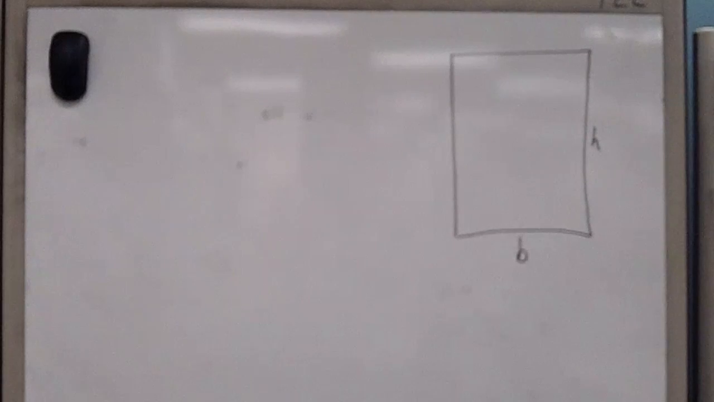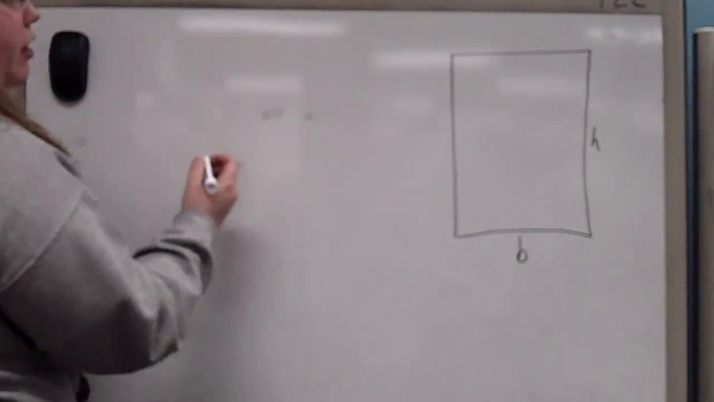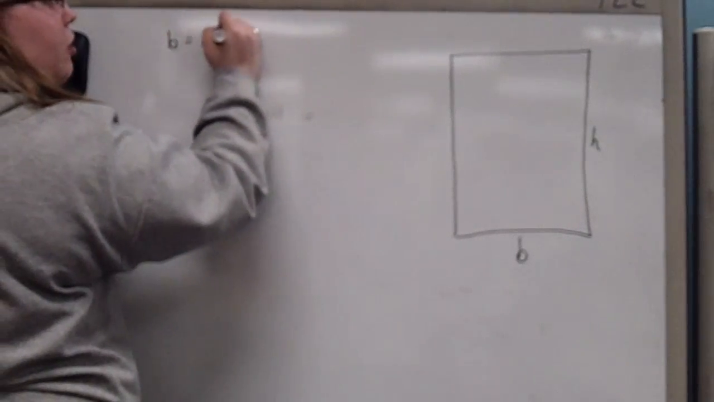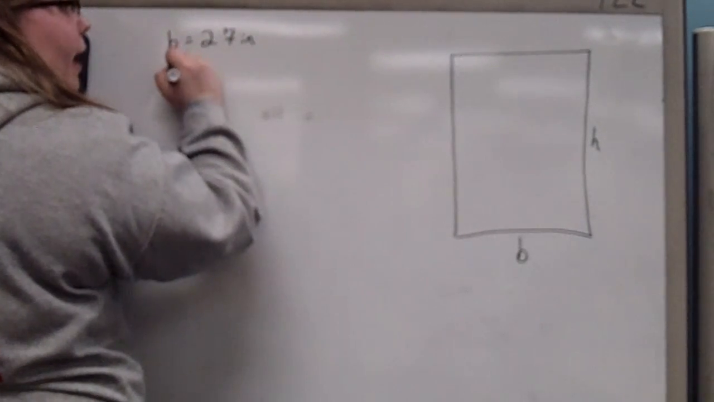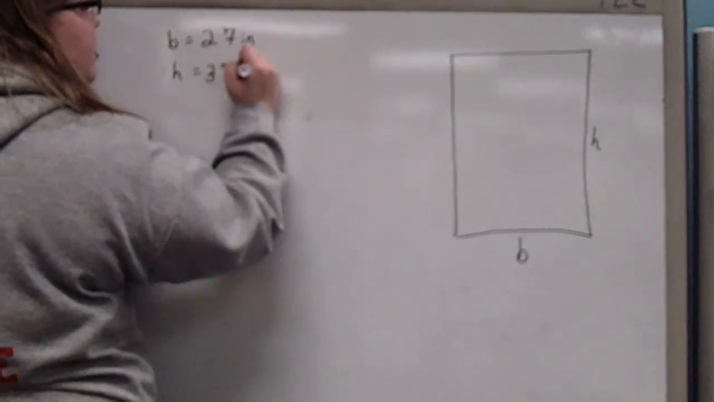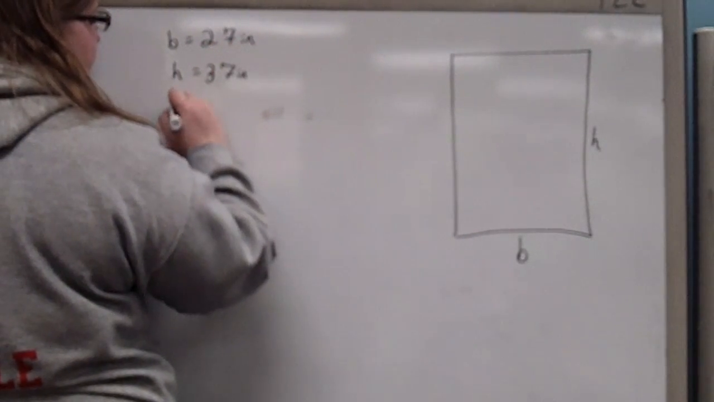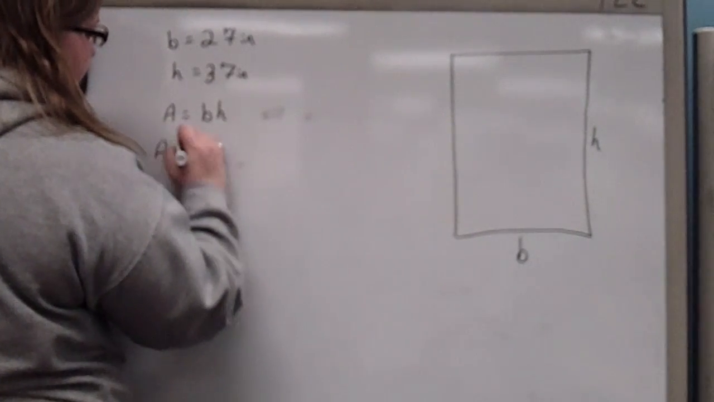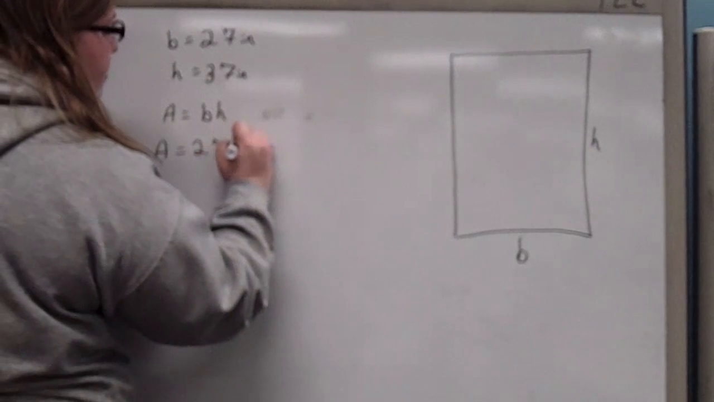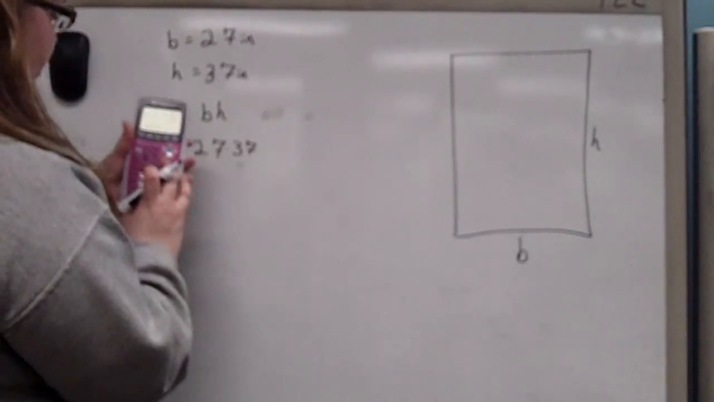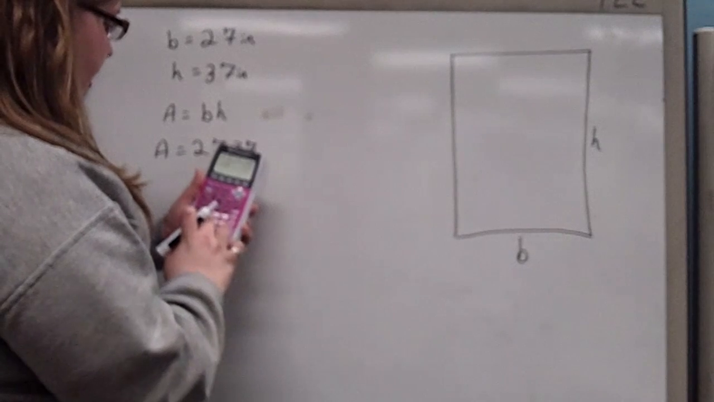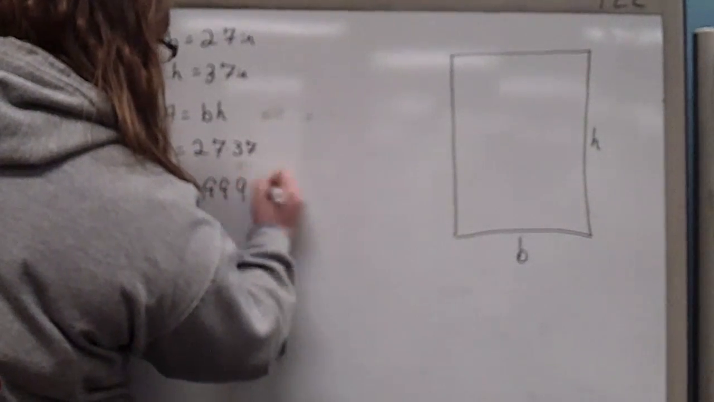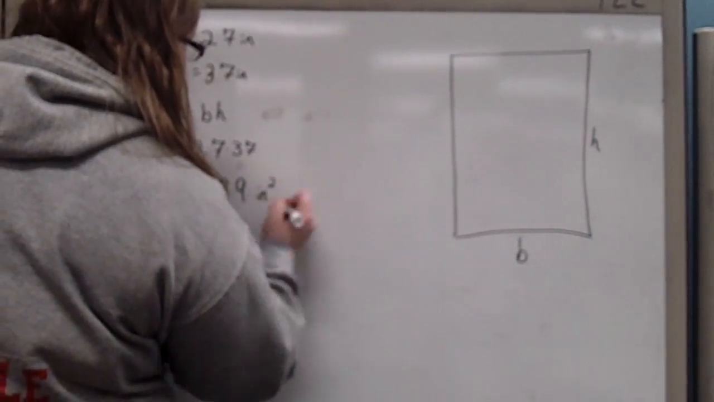Next, we're going to look at the area and perimeter of the rectangle. We found that the base of the rectangle was 27 inches and that the height of our rectangle was 37 inches. We know that the area of a rectangle is base times height, so we can plug that in. 27 times 37, which if I do it on my calculator, I get 999. So the area of this rectangle is 999 square inches.